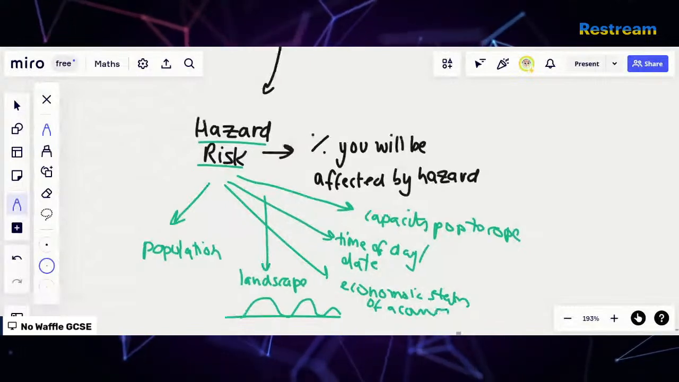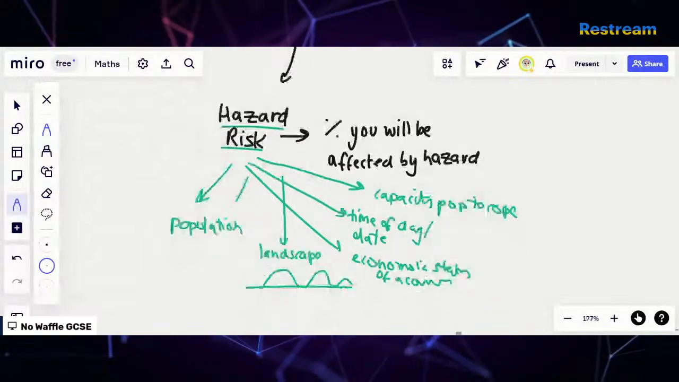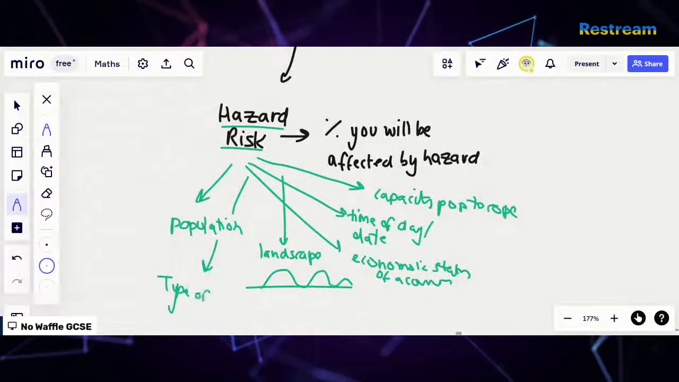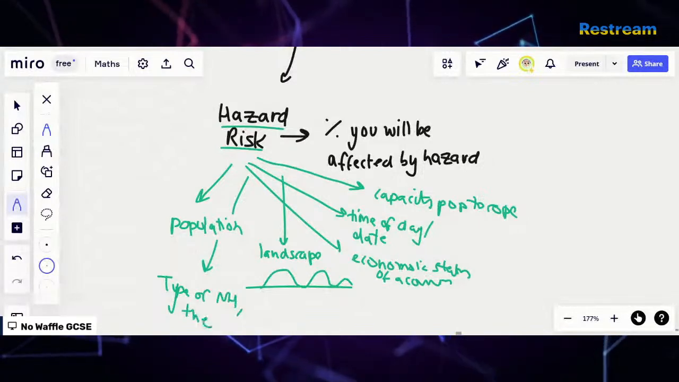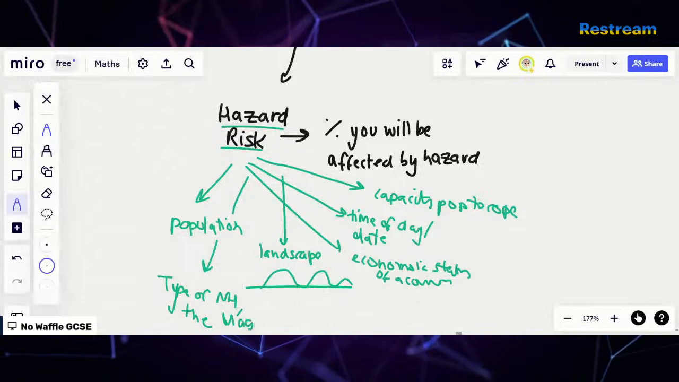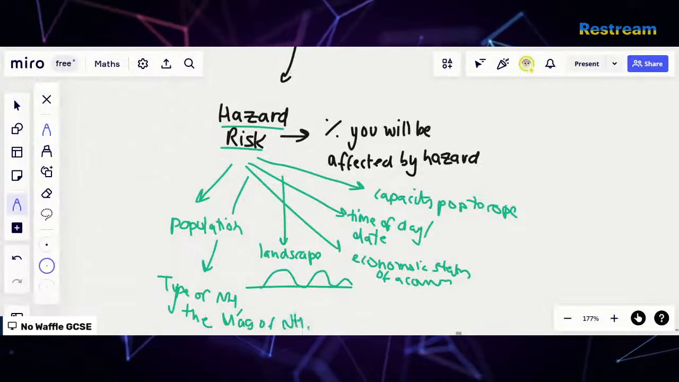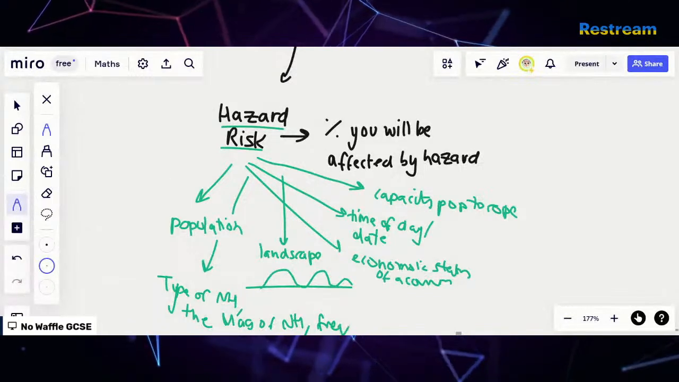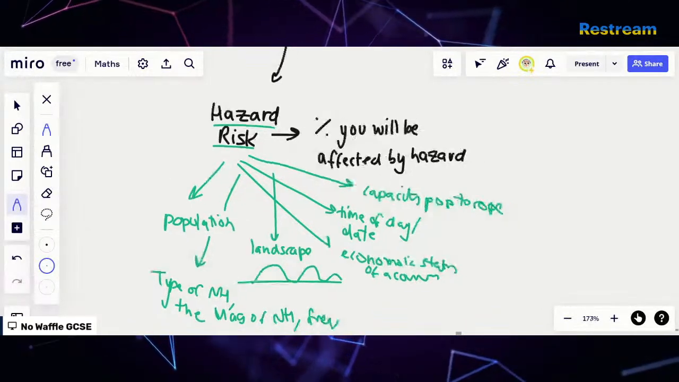And finally, some things just about the natural hazard itself. So the type of natural hazard, the magnitude of the natural hazard, which is how strong it is and how great it is, and the frequency of natural hazards. How often does it affect that area? Therefore, are they more prepared and are they expecting it and used to it?